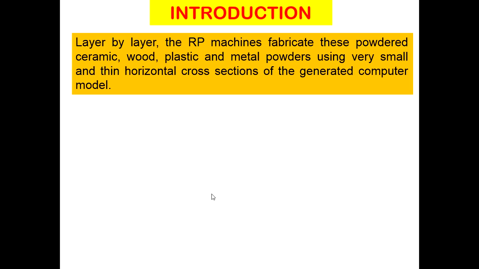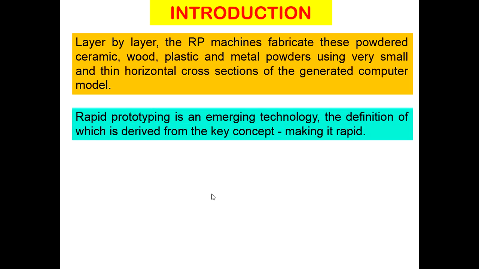It is the concept of layer by layer manufacturing. We are using powders of ceramics, wood, plastic, even metal powders for manufacturing of the components. Not only the powders but also liquid material. From the liquid material we can manufacture the component, and from the solid material we can also manufacture the rapid prototyping component. All this is possible in this new technology for manufacturing.